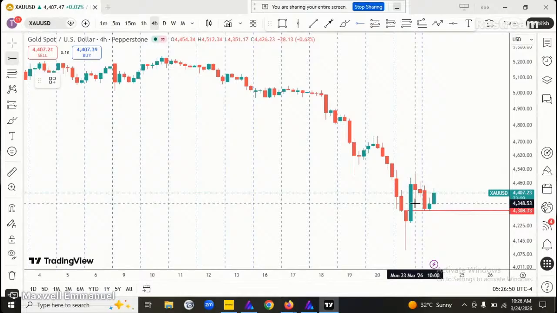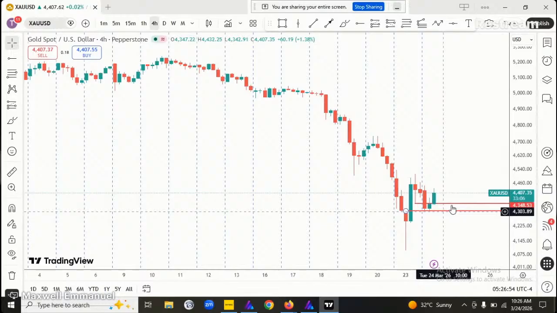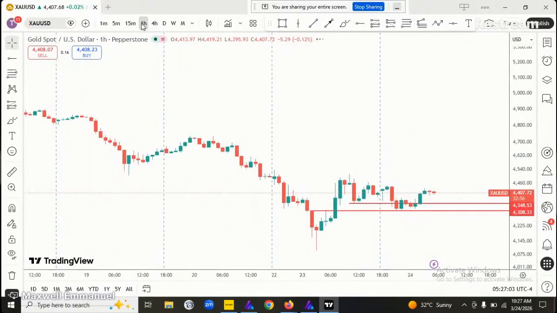You can see it has come to fill this fair value gap. An inverted hammer candle formed after filling the gap. So this is a buy pattern on gold. I hope that is clear.